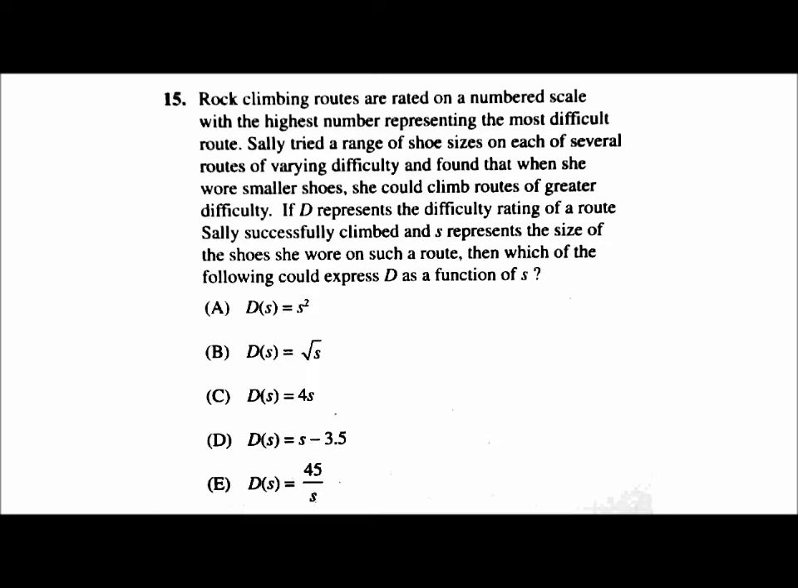Rock climbing routes are rated on a numbered scale with the highest number representing the most difficult route. Sally tried a range of shoe sizes on each of the several routes of varying difficulty and found that when she wore smaller shoes, she could climb routes of greater difficulty. Now, if D represents the difficulty rating of a route that Sally successfully climbed, and S represents the size of the shoes that she wore on such a route, then which of the following could express D as a function of S?